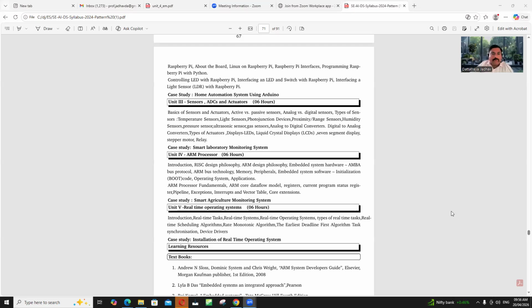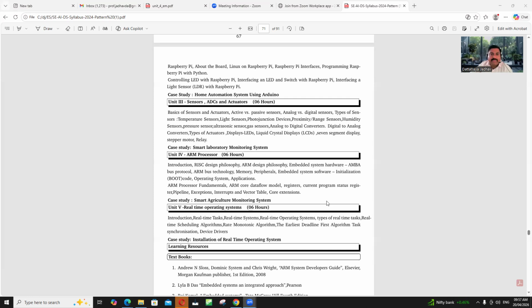Okay, good morning. The fourth unit is related to the ARM processor. It covers the parameters of RISC and ARM processor fundamentals. The first half consists of RISC design philosophy, ARM design philosophy, embedded system hardware, and some bus protocols, mostly related to AMBA and ARM bus technology, some memory peripherals, embedded system software, and initialization. That is the booting code.